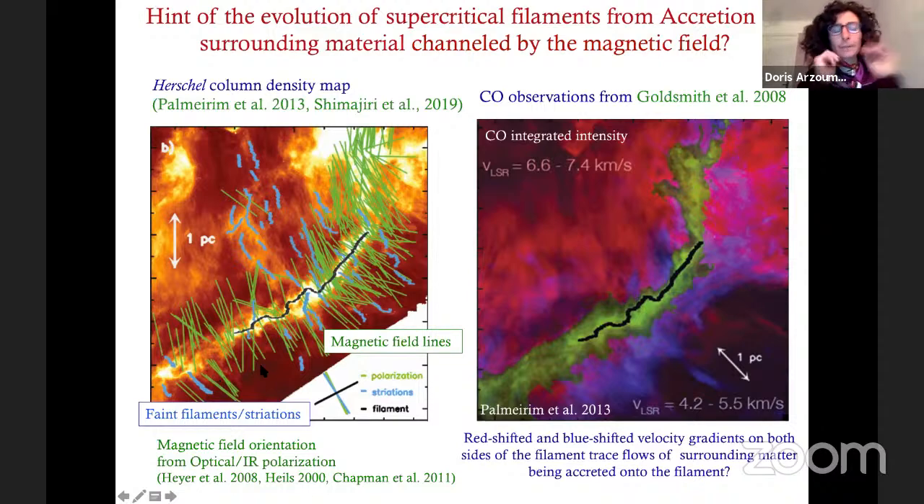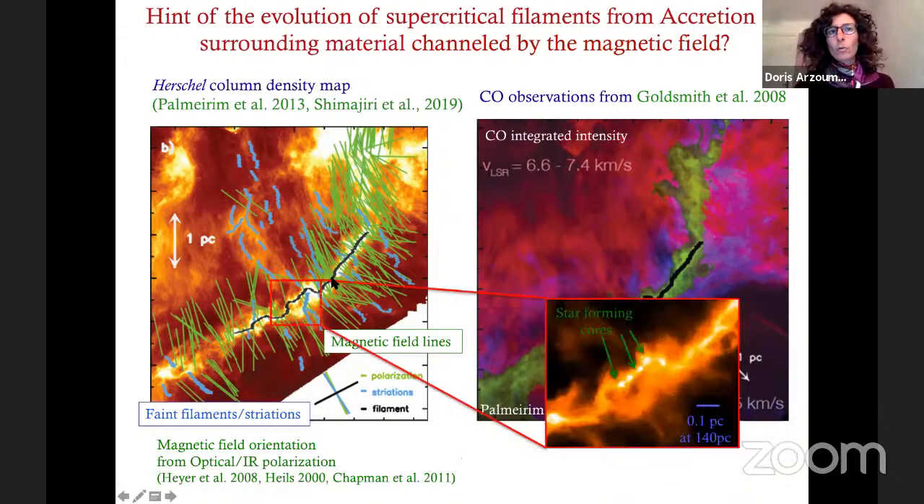And then in green, it's the orientation of the magnetic field structures derived from polarization observation. But what you can see is that here the magnetic field structure is perpendicular to the filament. And so these observations are very compatible with the theoretical model that I just explained, where we have matter falling along the magnetic field lines to form a dense filament, which is perpendicular to the magnetic field and along which star formation takes place.